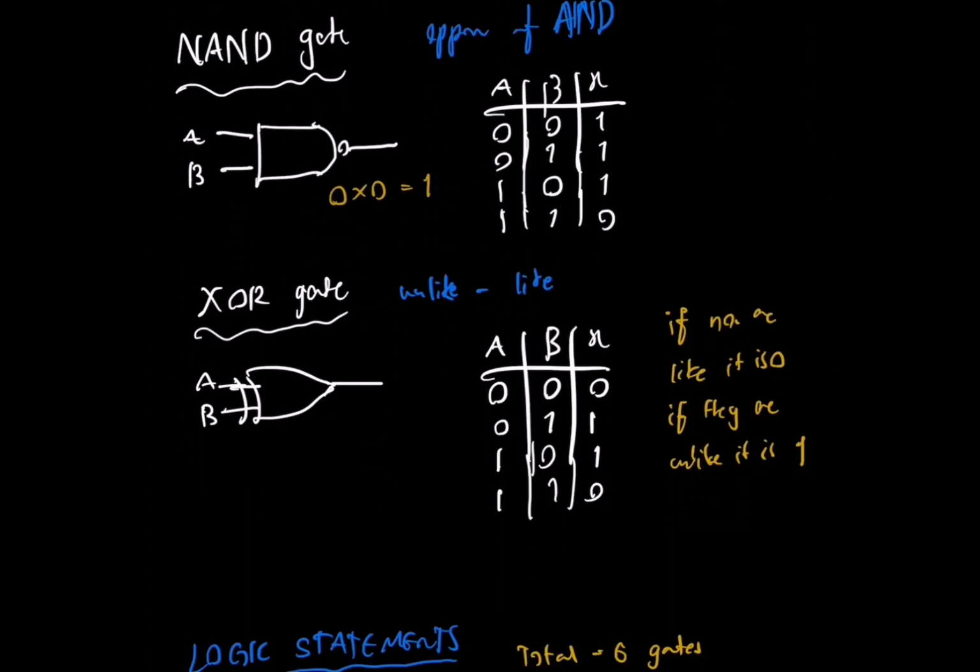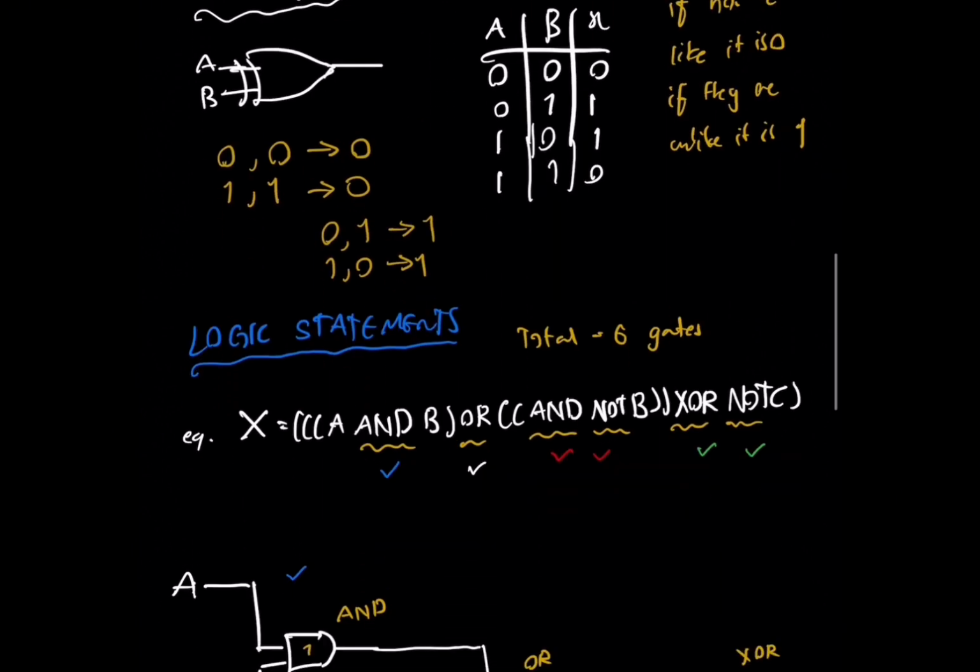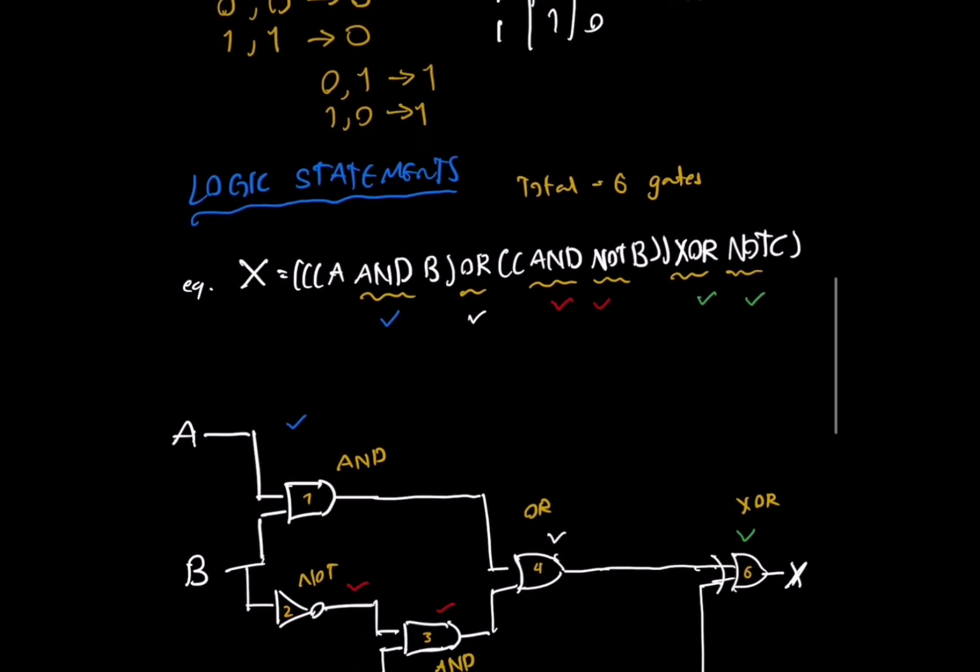The XOR gate is the like and unlike gate. If the inputs are 0 and 0, then it will be 0. 1 and 1, 0. But if the two inputs are not the same, so 0 and 1, that's 1. 1 and 0, that's 1. So logic statements. Logic statements are basically statements that describe logic gates, that give you an instruction.